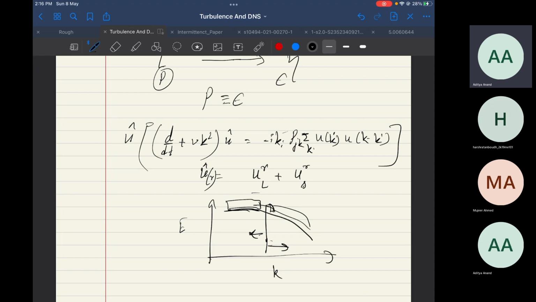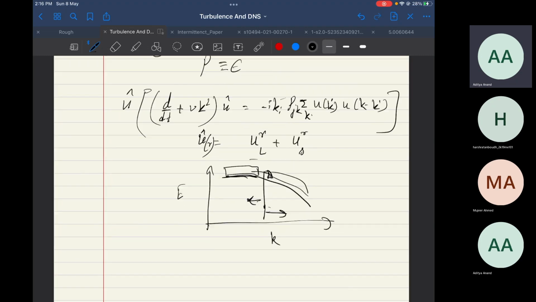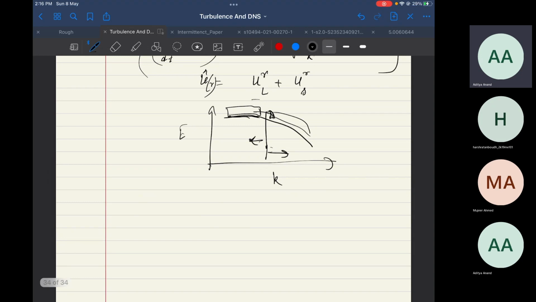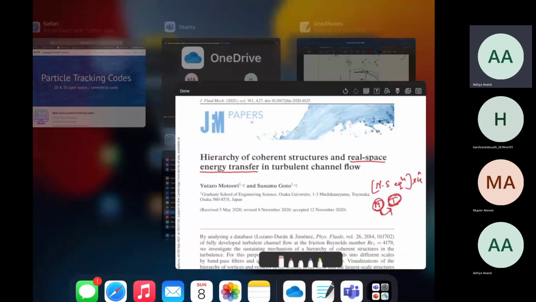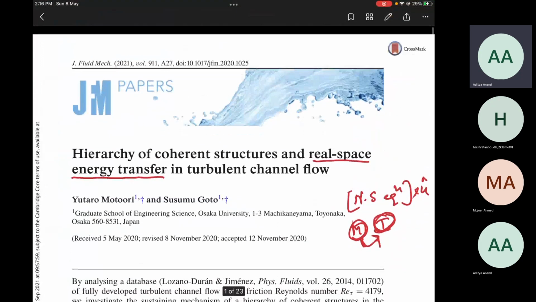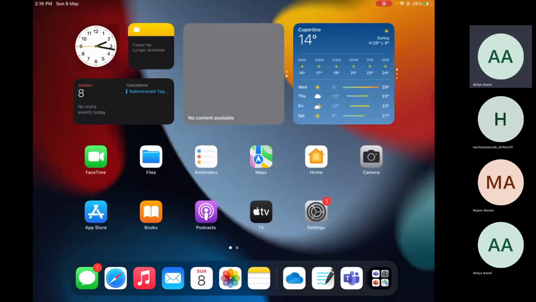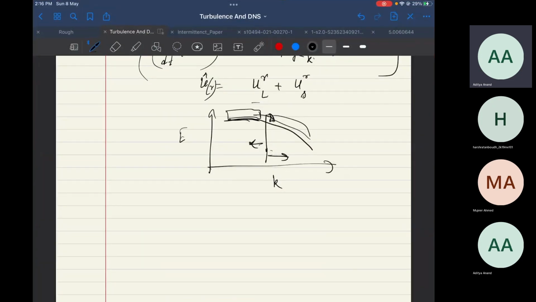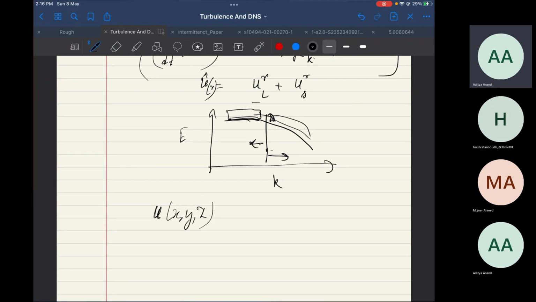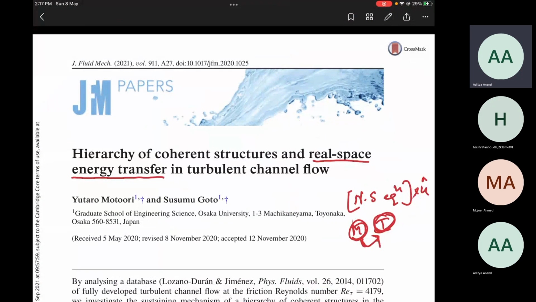So earlier, all these energy transfer studies were done in spectral space. But this paper and several others which have come up more recently, they do it in real space. That is, they quantify the energy transfer in the spatial domain XYZ itself instead of the wave number domain. Okay, so they study energy transfer in real space and they do it for a turbulent channel flow.